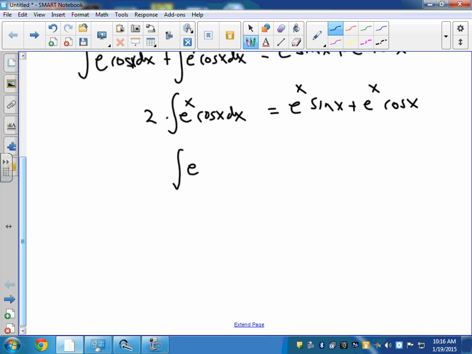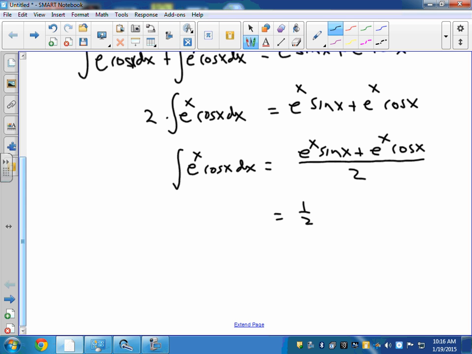So the integral of e to the x cosine of x dx is equal to all of this, e to the x sine x plus e to the x cosine of x, divided by 2. Or if you want, you could write it as 1/2, right? Dividing by 2 is the same as multiplying by 1/2.